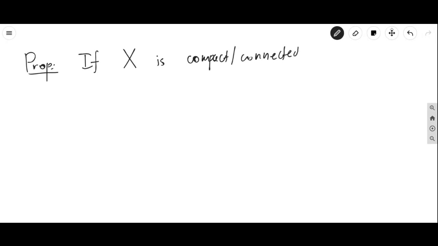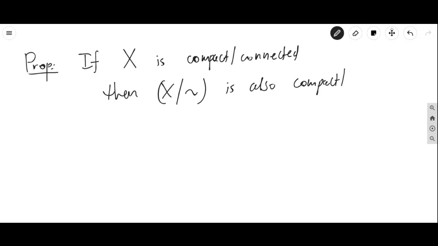Now, here are some of the questions that I want to quickly address concerning quotient spaces. That was just a large list of important examples of quotient spaces. You can use quotients to produce some interesting spaces. I'm sorry, some important results. They're fairly simple. So here's a proposition that I wanted to mention. If X is compact or connected, then X mod tilde is also compact or connected.